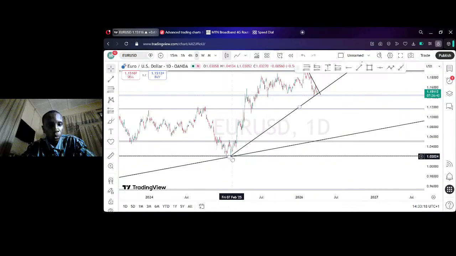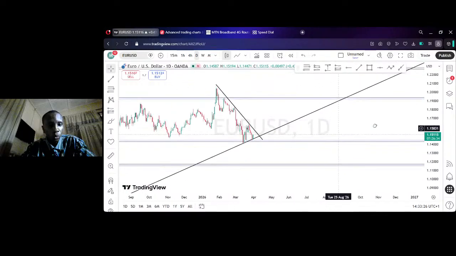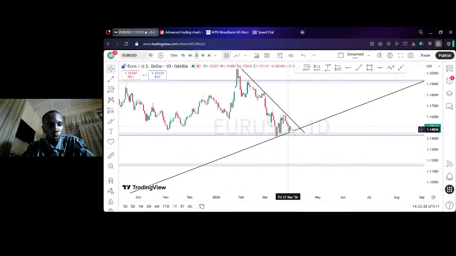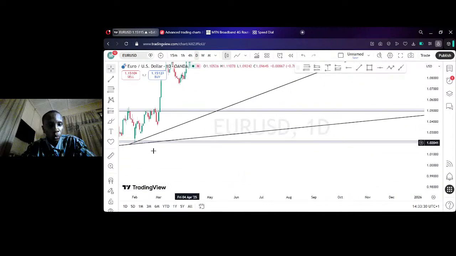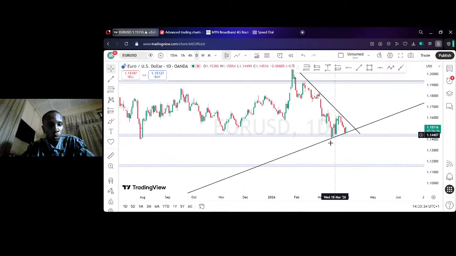So we have the first touch point of the inner trend line, we have the second touch point of the inner trend line, and we have the third touch point of this trend line right here. I'll take that again. We have this first touch point, we have the second touch point, and we have the third touch point right here.